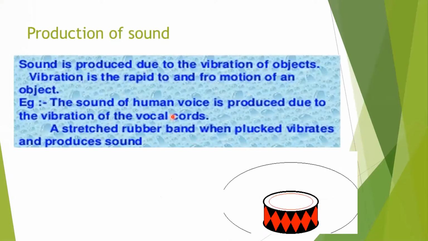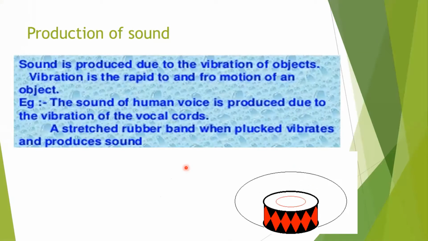Production of sound. Sound is produced due to the vibration of objects. Let us take an example here. When the stick is hit on the drum, it vibrates and then it produces sound. Now you people would be thinking what vibration means. Vibration means the to and fro motion of an object.